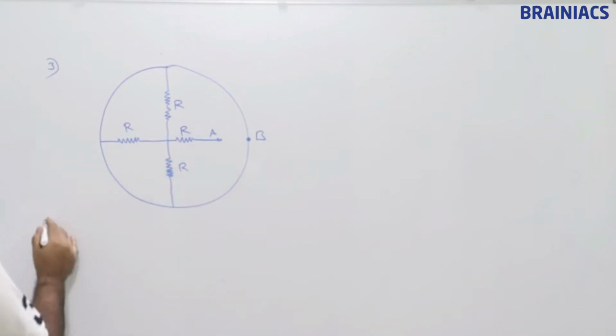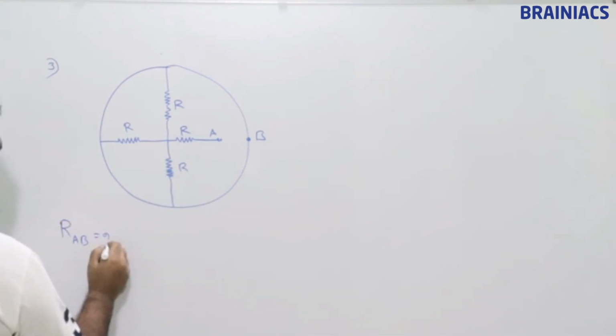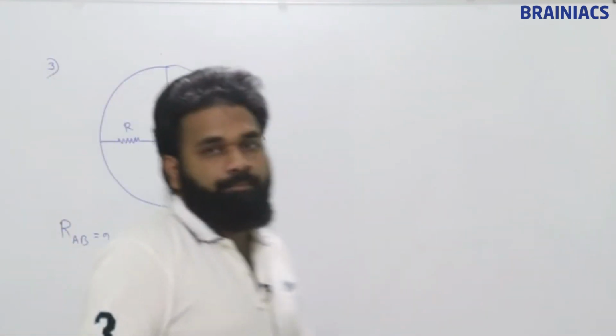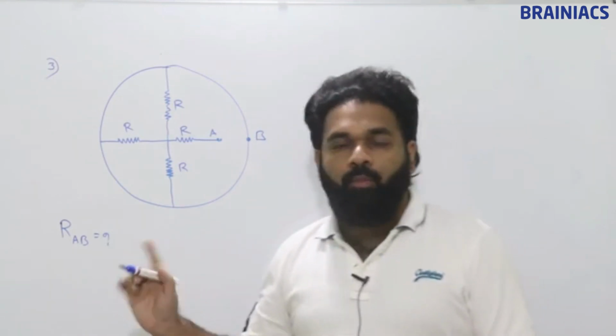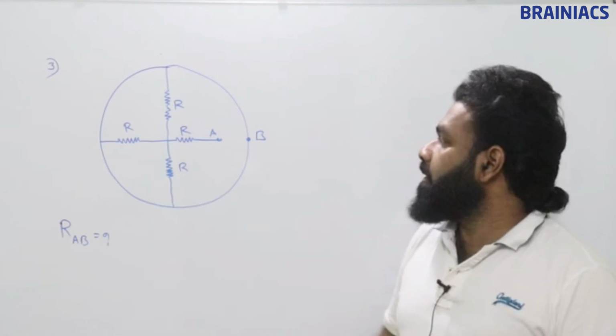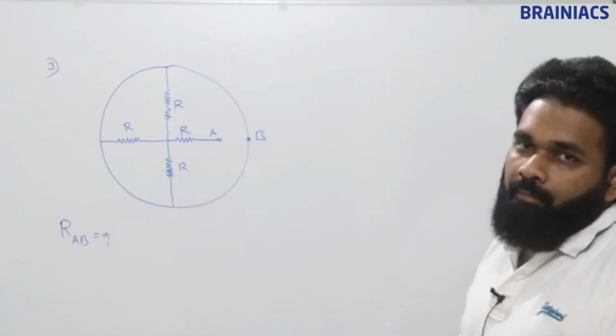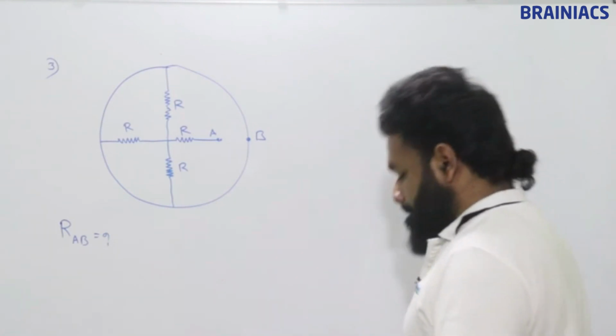Okay, so what is the equivalent resistance R_AB? This question is there in H.C. Verma. I have mentioned the book H.C. Verma to you. So this question is there in H.C. Verma. What is the equivalent resistance between the terminals A and B? Pause the screen, try for yourself.